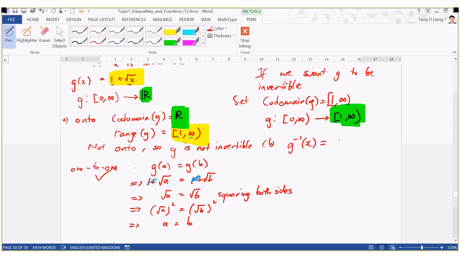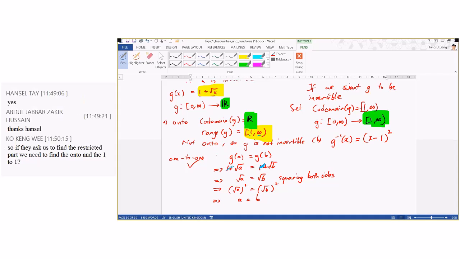Okay, guys, I want to talk about part C for G inverse. You see G inverse given by this formula, right? What is the domain of G inverse and what is the codomain of G inverse? What am I supposed to write here and what am I supposed to write here? We finish with this.